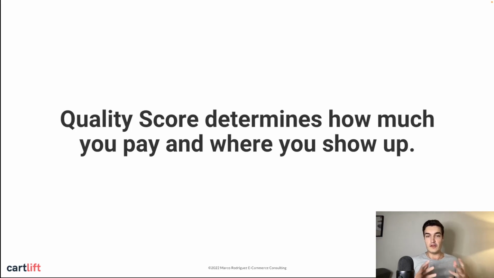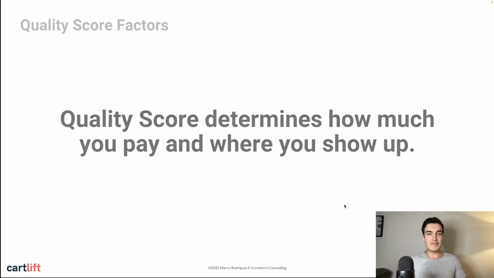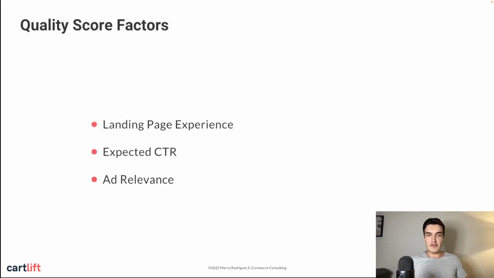If you have a quality score 10 out of 10 versus 1 out of 10, you might pay 30 cents for a click instead of like $1 in some cases. So it is really worth maximizing that. There are 3 factors that go into quality score. We have the landing page experience, the expected click-through rate, and the ad relevance. And from experience, I can say that roughly they have an influence of like 40, 40, 20.